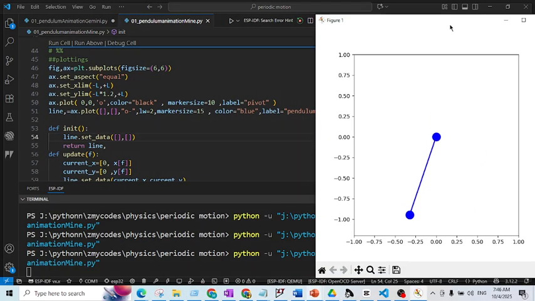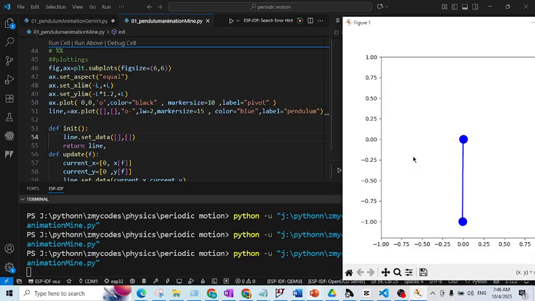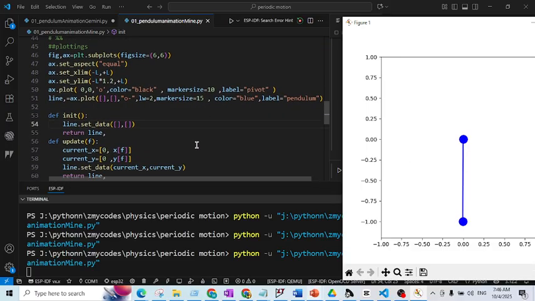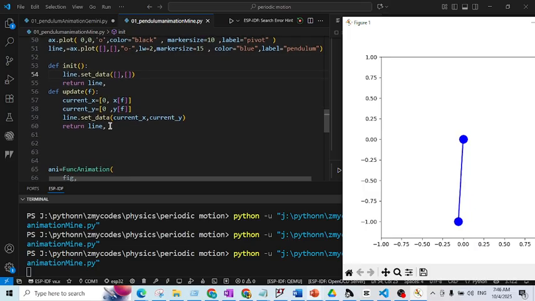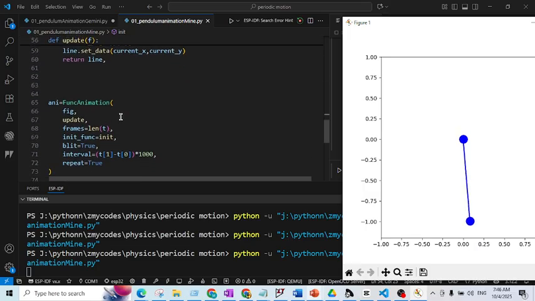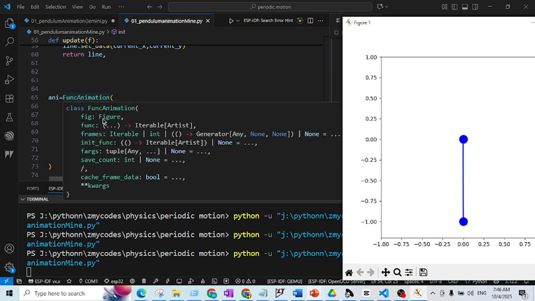Okay, so with axis.plot, I have defined this origin point here, and then I have defined a line here, and then I have defined two functions, init and update. These are my functions because they are used inside the animation function. If you put your cursor in FuncAnimation, you will see what the requirement of this function is.